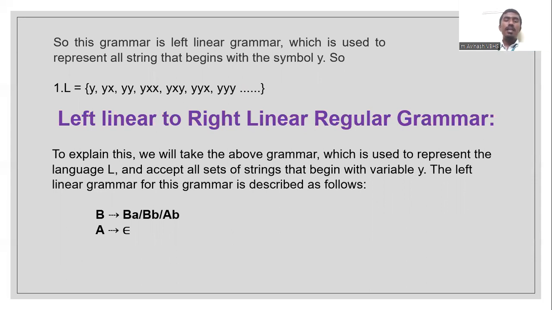Left linear grammar to right linear grammar conversion. To explain this, we will take the above grammar which is used to represent the language L and accepts all the sets of strings that begin with variable y. The left linear grammar for the above is described as follows: B tends to BA, BB, AB, A tends to epsilon.